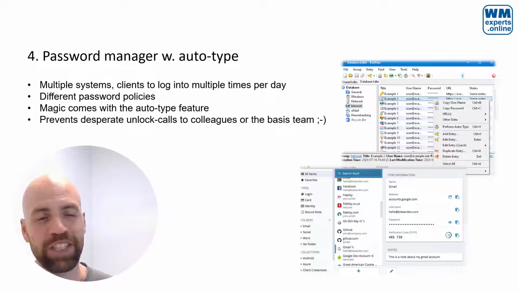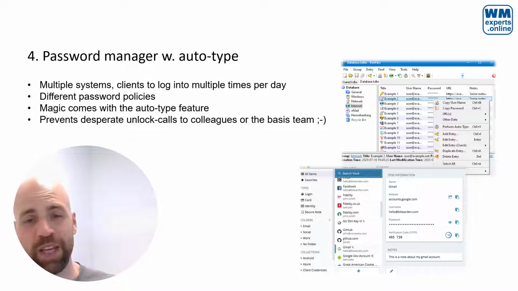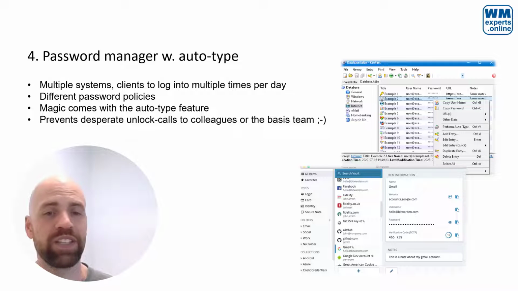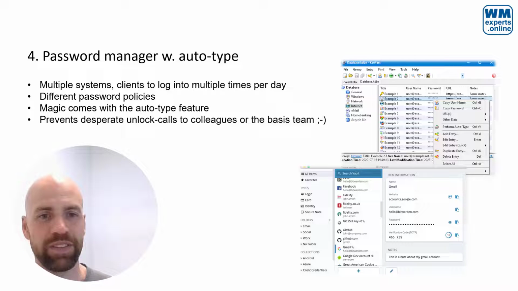And the magic really comes with the autotype feature. Yeah, I log into the system. I know that this is system ABC with client 300. I type it into my password manager, hit the autotype key combination, and I'm logged in. A couple of years before, I was just using a notepad to save the data and then copy-paste it from there, and it was a mess, honestly.